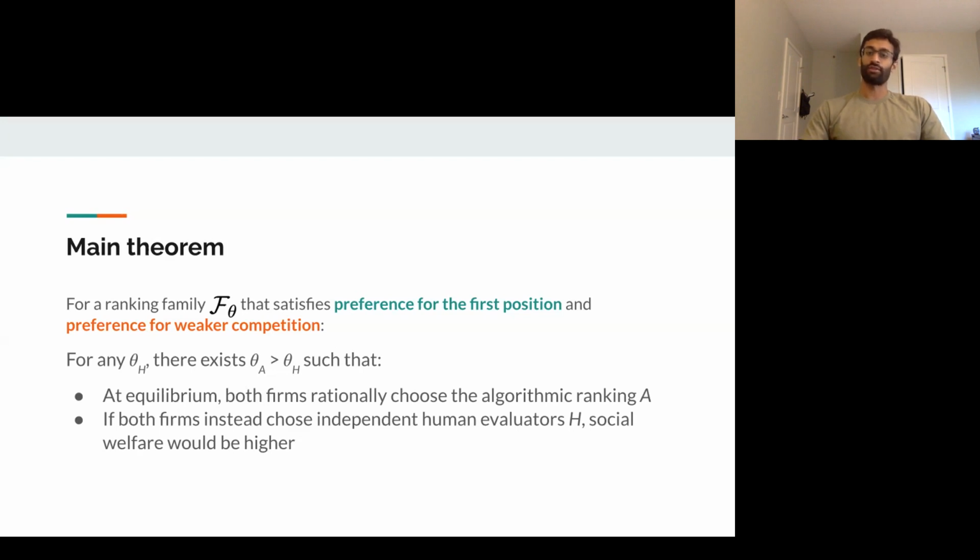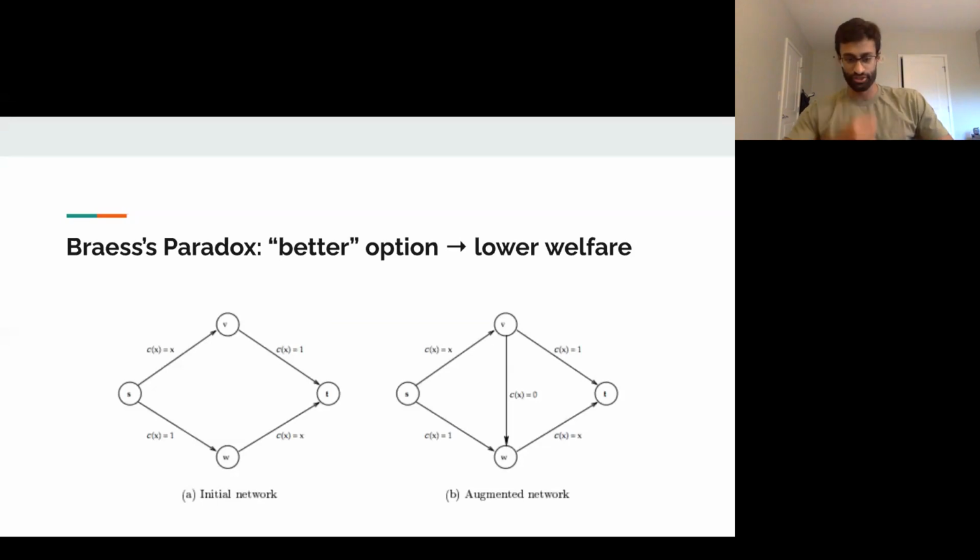So somehow both firms are going to rationally choose to use this algorithm, and this ends up decreasing social welfare. And because these firms are all symmetric, it also individually decreases each of their welfare. So this main theorem is a version of Braess's paradox in a sense, where introducing a better option somehow leads to lower welfare.